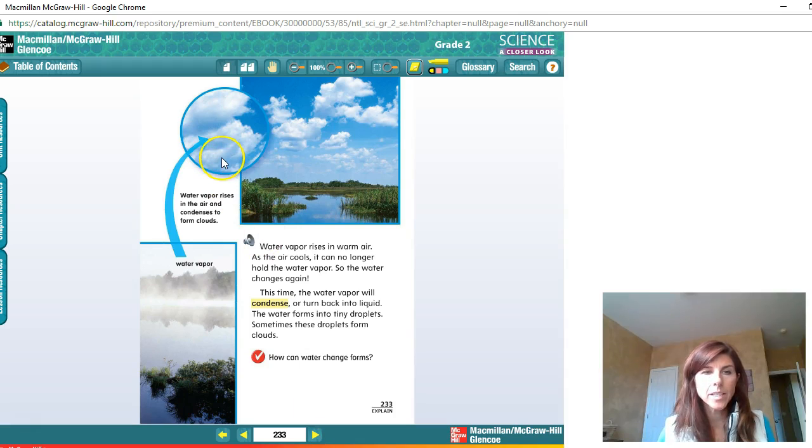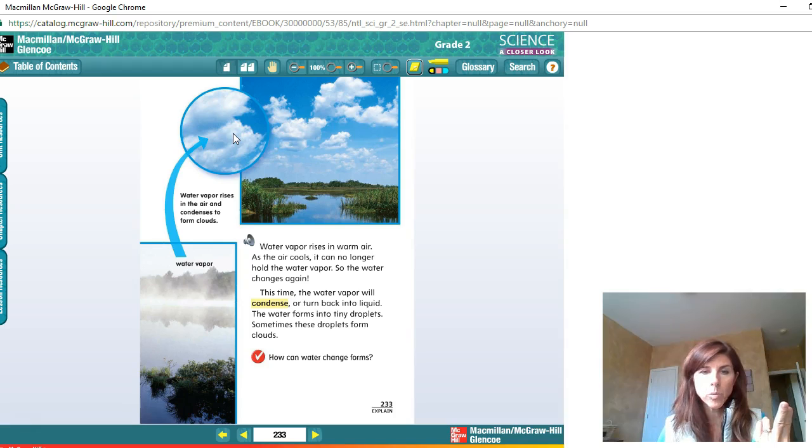Water vapor rises in the air and condenses to form clouds. So these are all words that are important. Water vapor condenses. So here's the water vapor. You may or may not see it. And it goes up into the sky and cools and then forms a cloud.